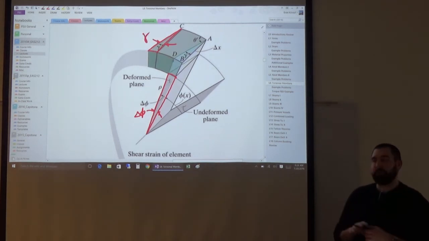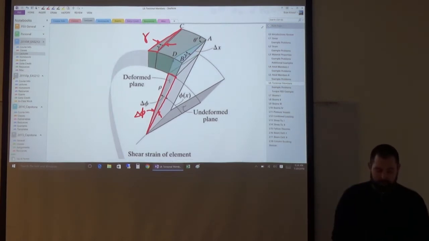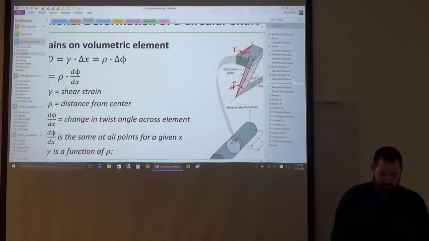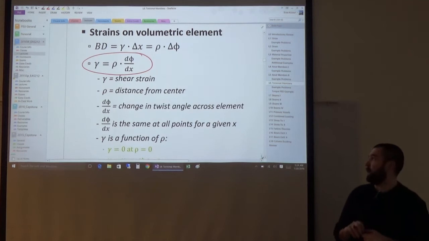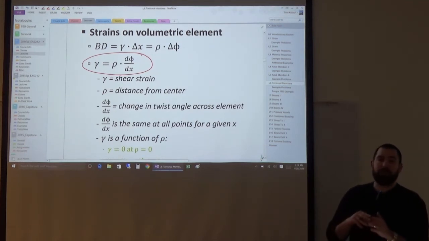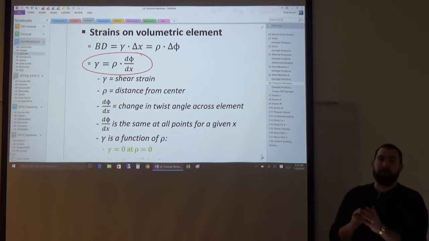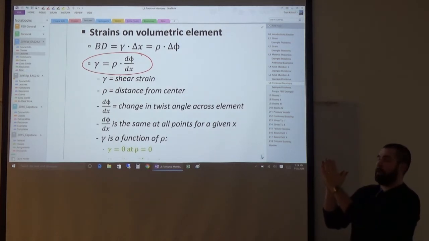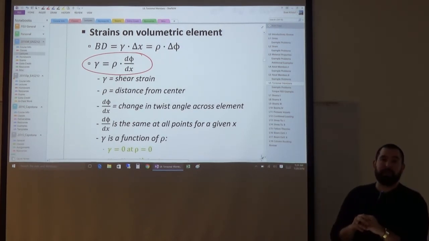Like I said, the derivation is in a separate video, but trying to relate phi to gamma, we get this relationship from the derivation that the shear strain is equal to rho, which is simply the distance from the center of the cross section, times d phi dx. So that is the shear strain acting on a differential slice of this shaft, and it's proportional to the distance from the center of the cross section.